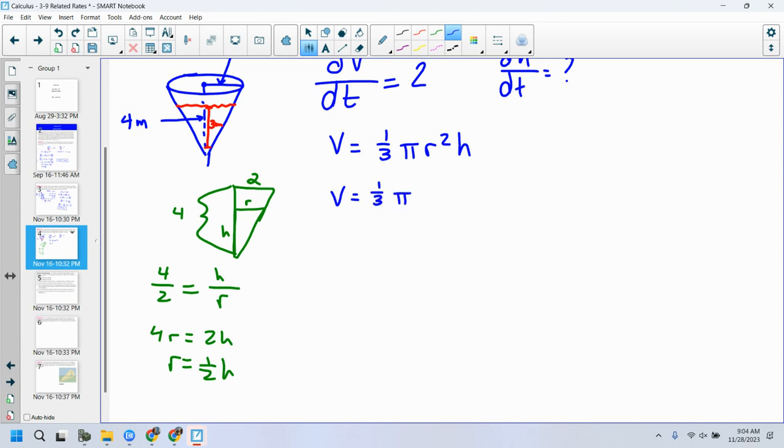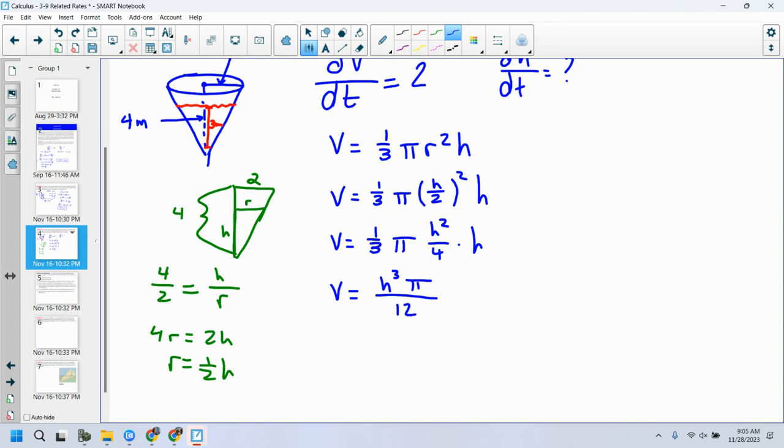So there's going to be 1/3 pi times H over 2 squared times H. Now, V is equal to 1/3 pi times H squared over 4 times H. And let's reduce that all to say volume is equivalent to H to the 3rd times pi on top, and on the bottom, a 3 and a 4 to make it 12 altogether. Okay, now I'm going to differentiate. Now I'm going to find the derivative.